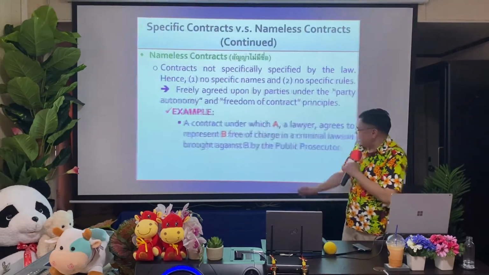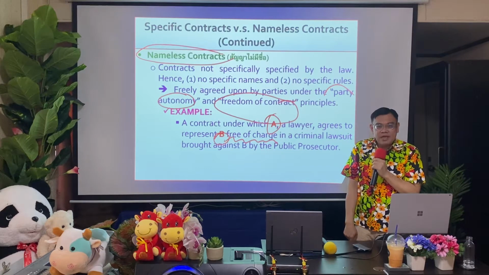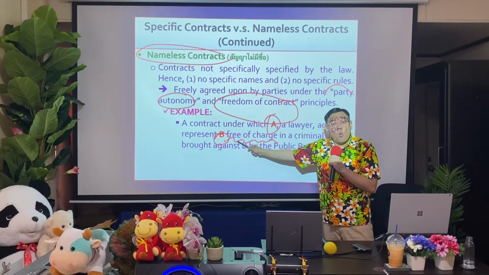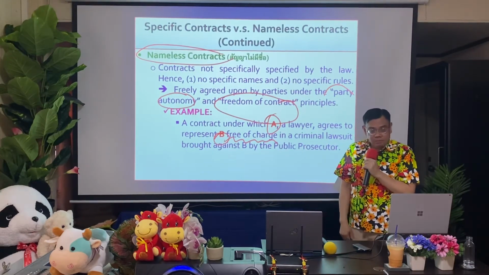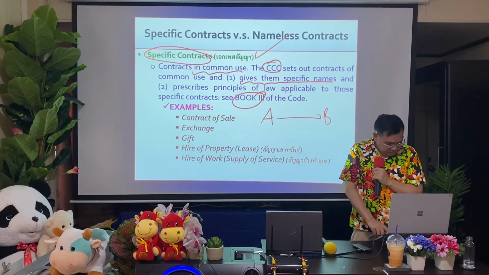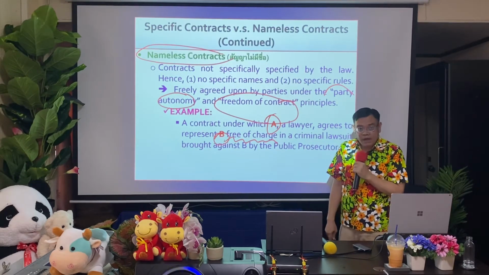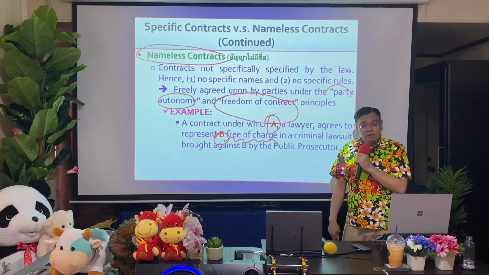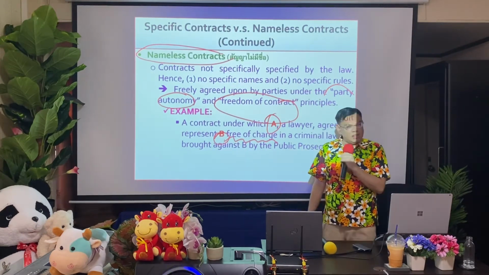But in this case, A agreed to represent B free of charge. That means that B does not need to pay anything to A. A agreed to do some work for B without any remuneration from B. In this case, it is not a hire work, because the law says that in hire work, the person who engages another one to do the work will have to pay for the work. But in this contract, A just agreed to do some work for B without B having to pay A anything at all, so it is not a hire work.